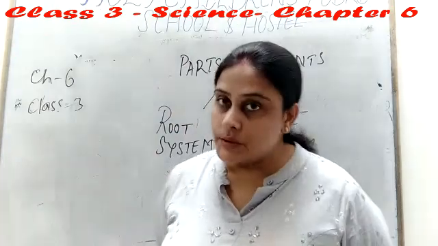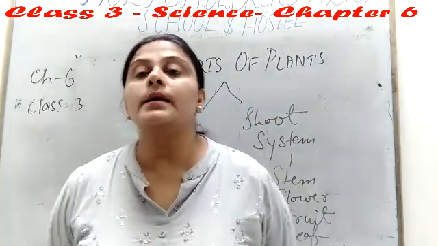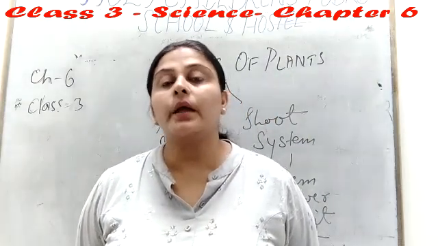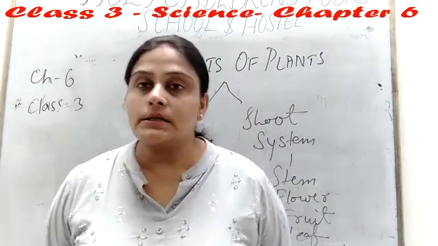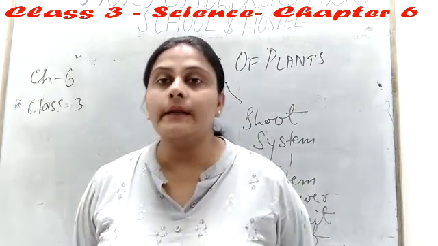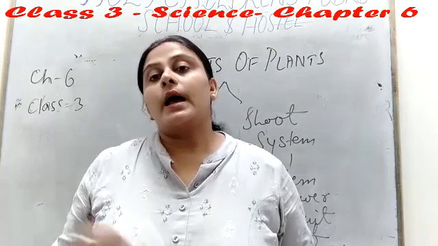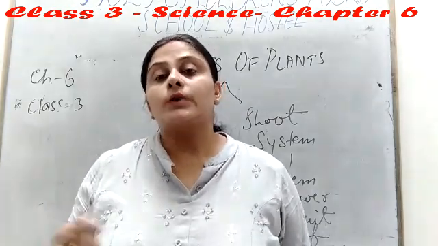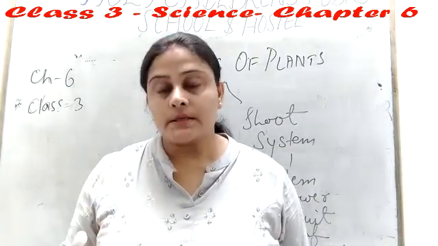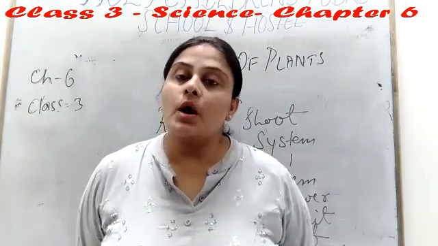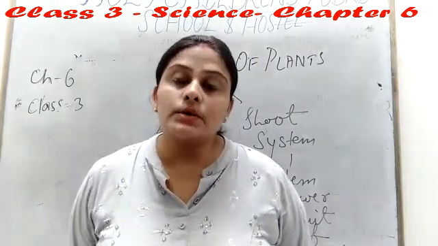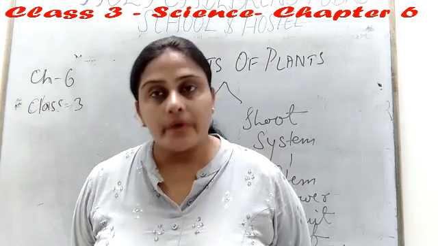Now next is shoot system. The above-ground part of the plant is called shoot. Shoot contains stem, leaf, branches, flower, fruit, etc. Let's learn about stem. The above-ground part of the plant is called stem. Stem is also called shoot and trunk.